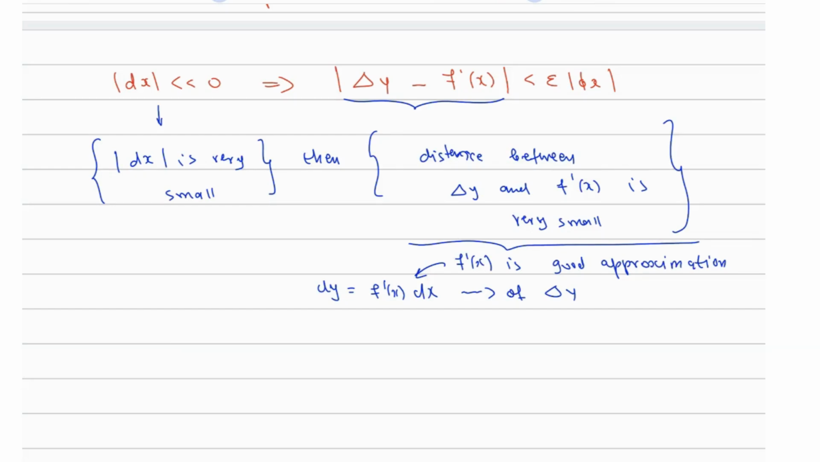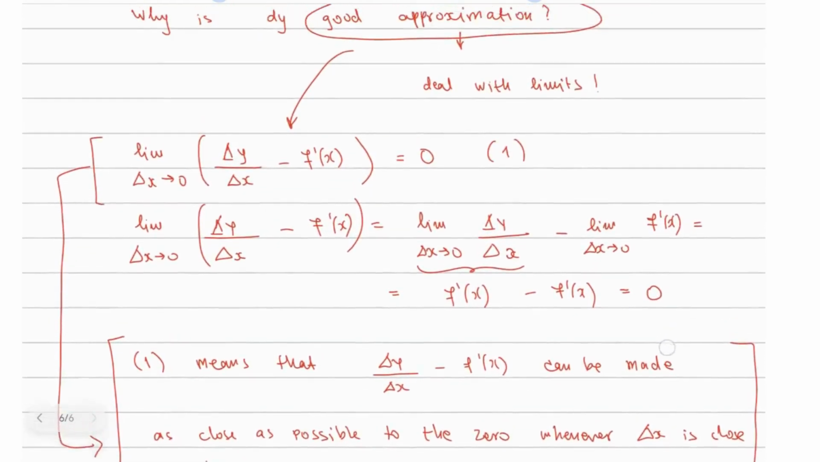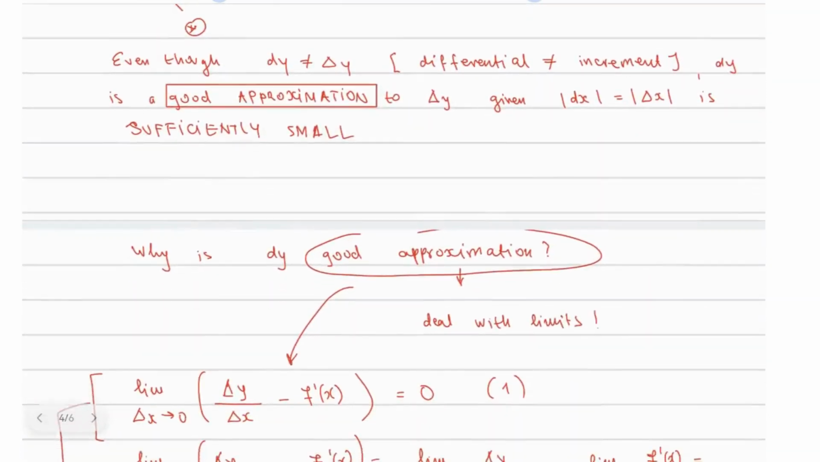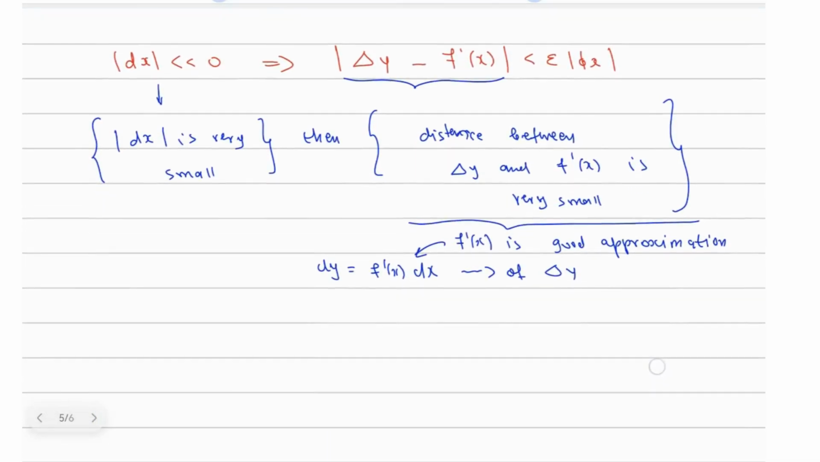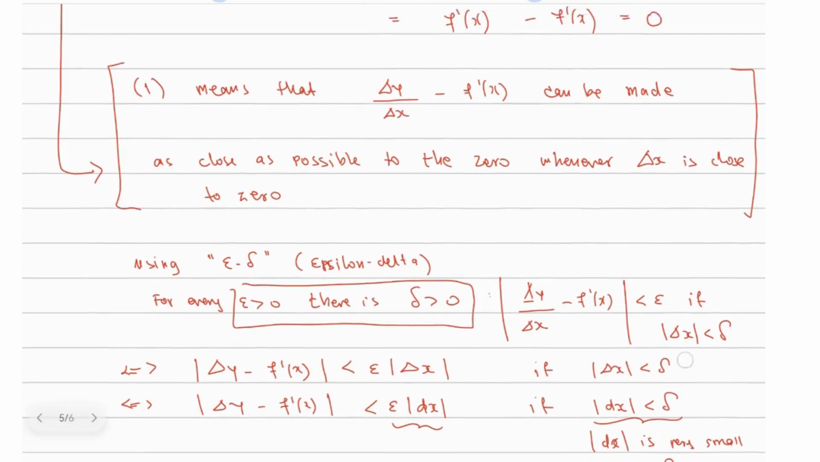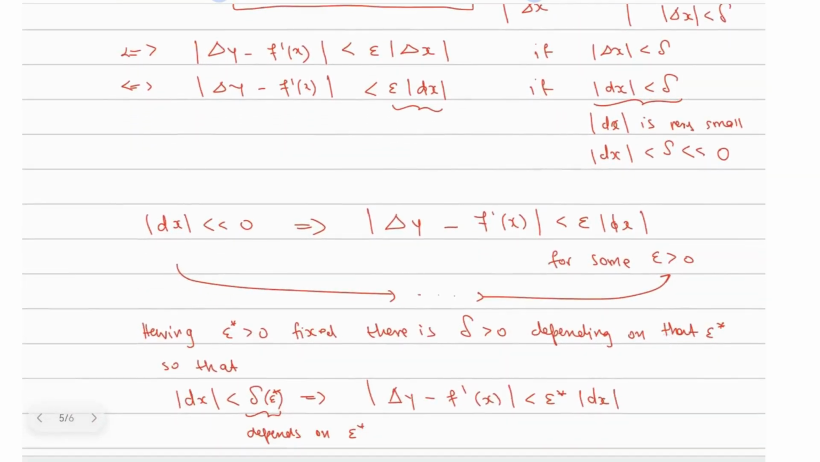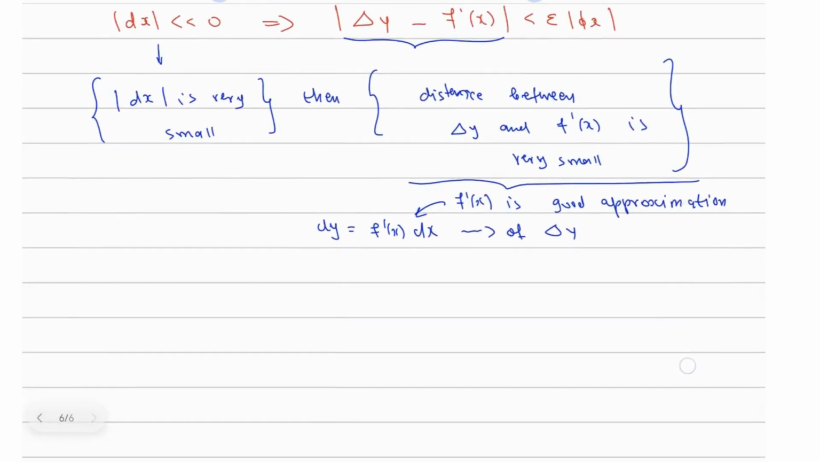Okay, so this is the answer to the question of how differentials are used, and also why they are good approximations. So here is basically the proof or the derivation of the fact that indeed the increment of the function and its differential are closely related to each other.